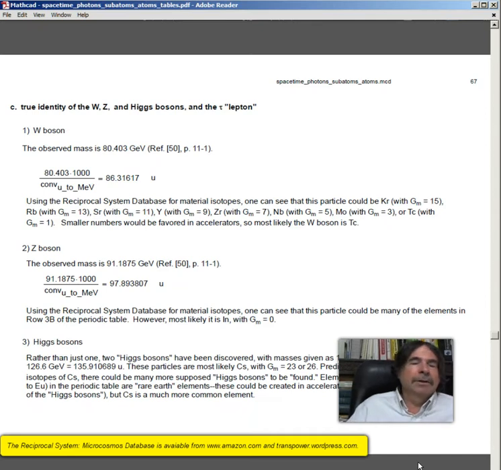Prediction. Because there are many isotopes of cesium, there could be many more supposed Higgs bosons to be, quote, found. Elements to the right of cesium, from barium to europium, in the periodic table are rare earth elements. These could be created in accelerators and match the mass specs of the Higgs bosons, but cesium is a much more common element.